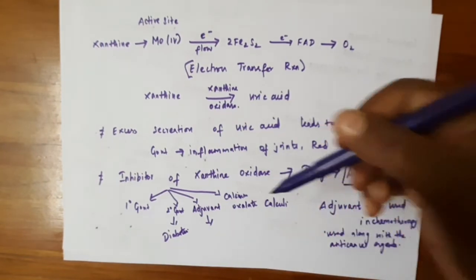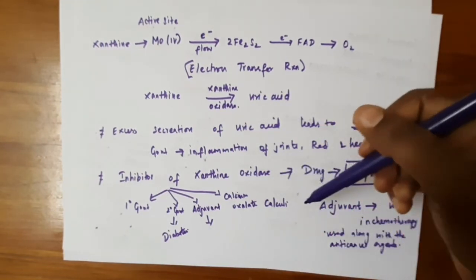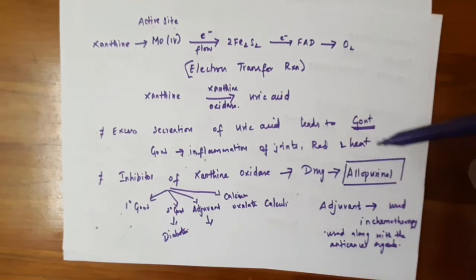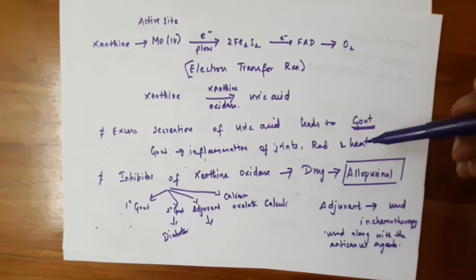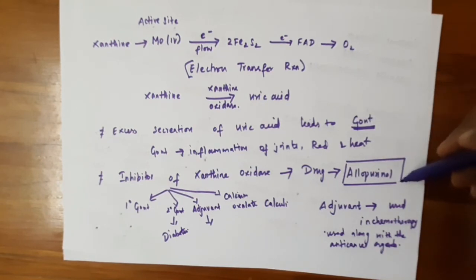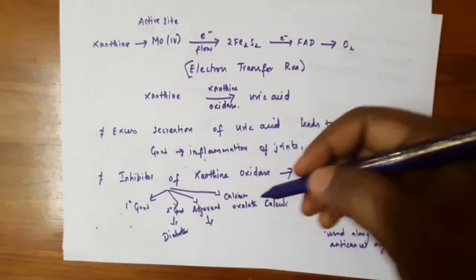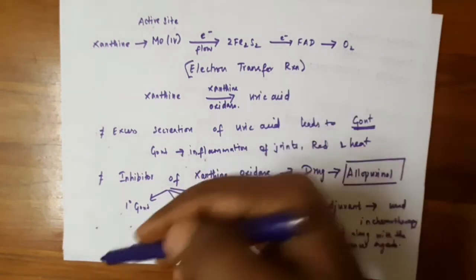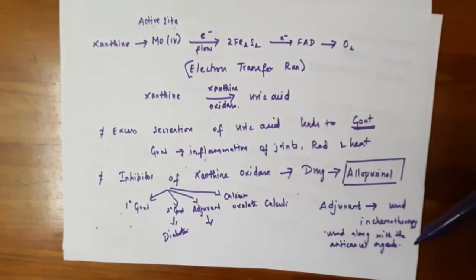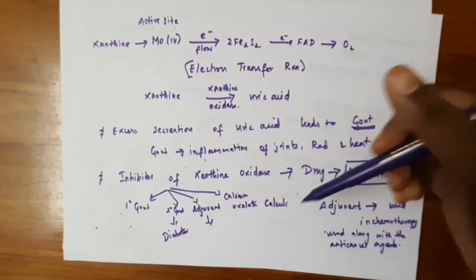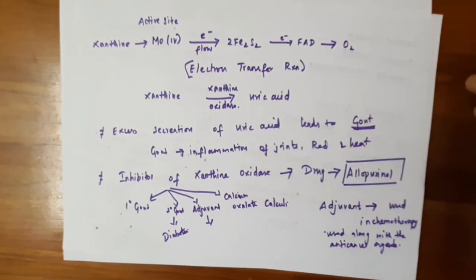And the fourth use is calcium oxalate calculi. During the excess secretion of uric acid, it will be deposited as calcium oxalate in the kidney, so it can be excreted by using this allopurinol drug. So in four forms it is used: for primary gout, secondary gout, as an adjuvant in chemotherapy, that is used along with anti-cancer agents, and fourth, in calcium oxalate calculi.